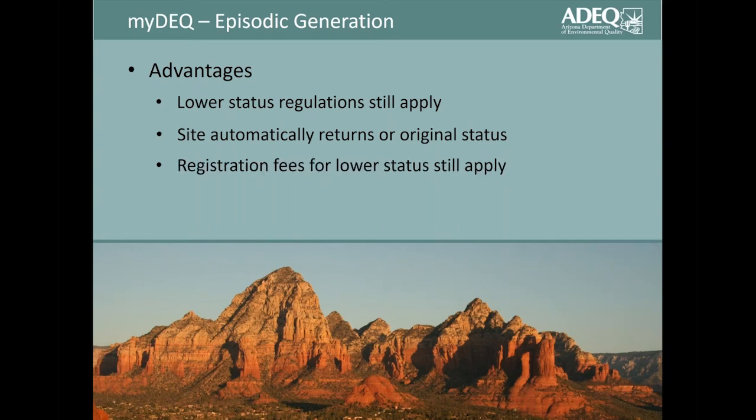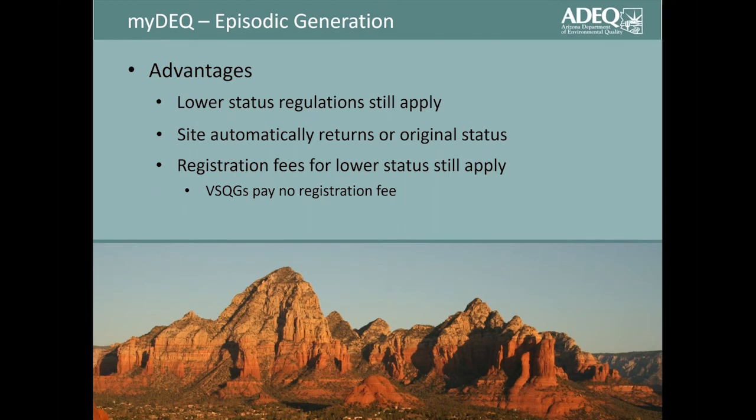Another advantage is that when the site registers in January of the following year, it should claim the lower status for the entire previous year. This means the registration fee for the lower status will apply. So it saves you money. For very small quantity generators, this means there'll be no registration fee. And this could save you up to $300 if you were large for that episodic event.